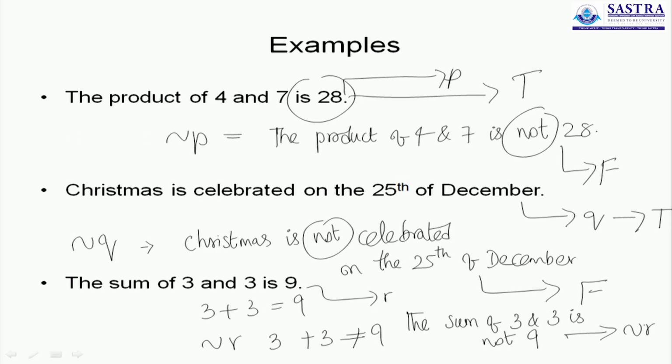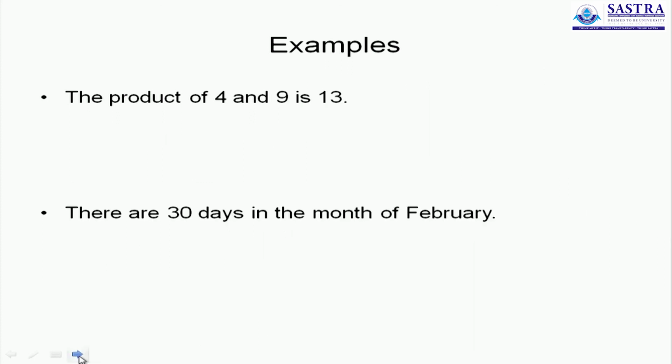We are not speculating what the sum of 3 and 3 is. We are just denying what we had in the previous sentence. A couple more examples. Product of 4 and 9 is 13. That's the given statement. Now we don't worry about the correctness of this statement. We know that this takes up a truth value as false because 4 and 9 give you 36.